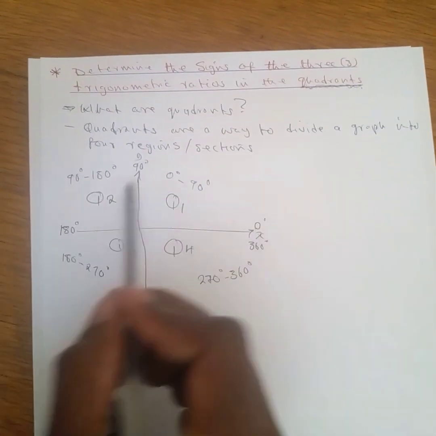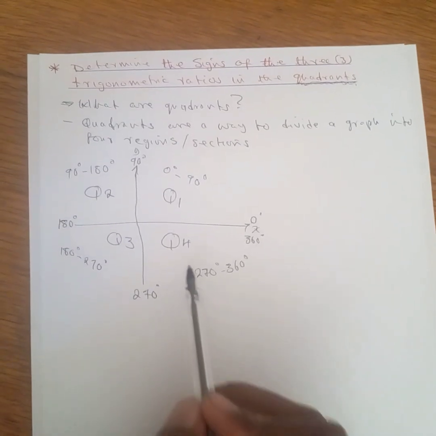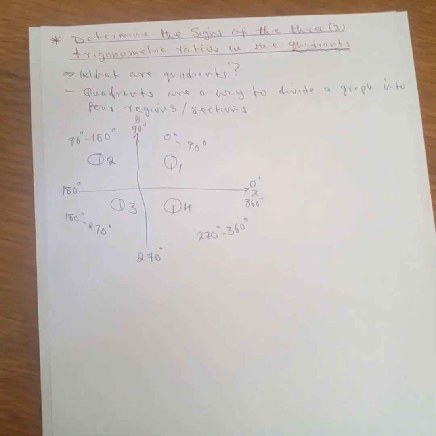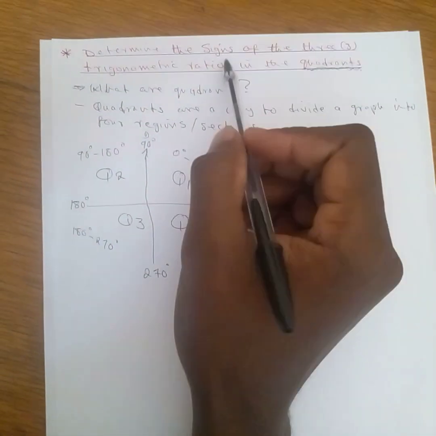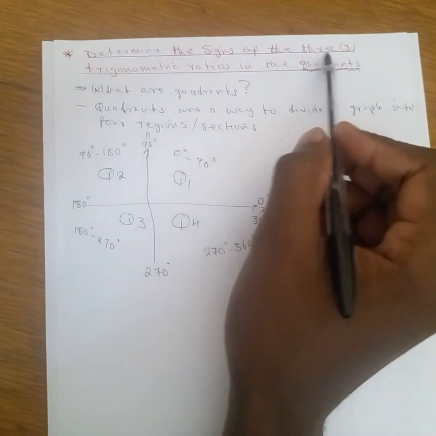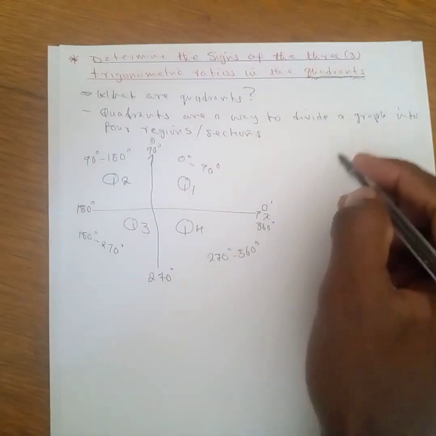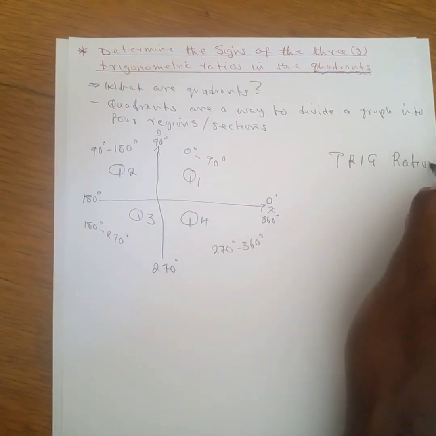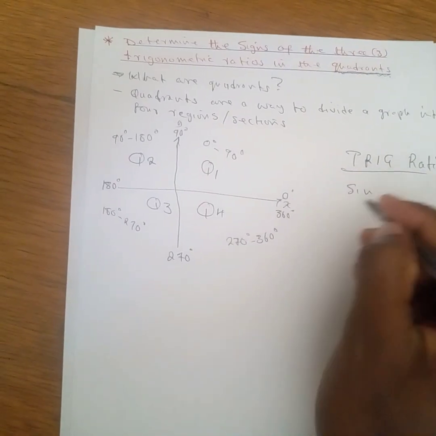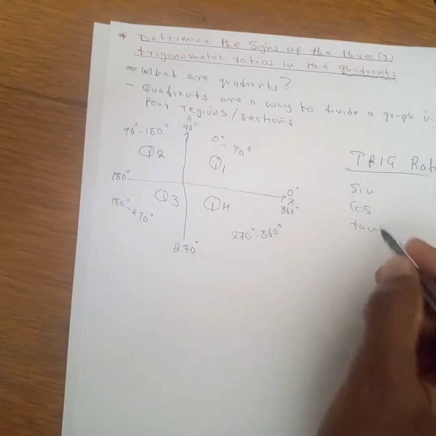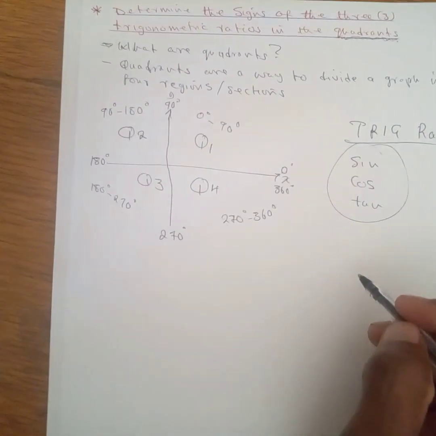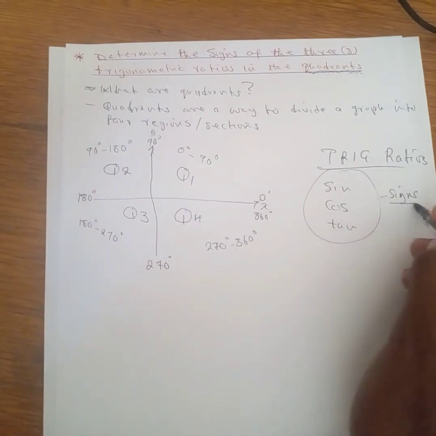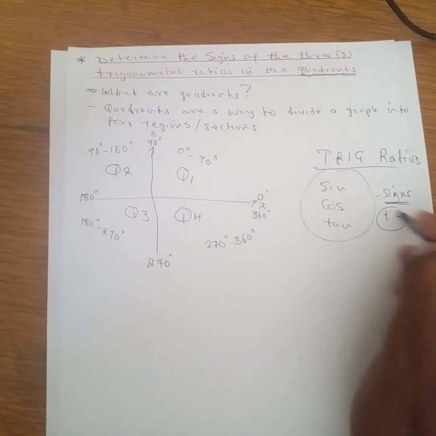Now these angles and these ranges are very important in this lesson and the lessons to come. Once you understand where the quadrants fall in, we need to come to answer the question, which simply asks for the signs of the three trigonometric ratios. We know these ratios: the sine, cos, and the tan. We need to answer the question, what are the signs for these? Is it positive or negative?